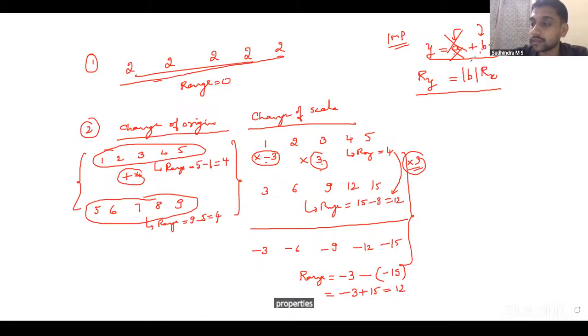Properties. Below that, first one: if all the observations are same, then range is 0.